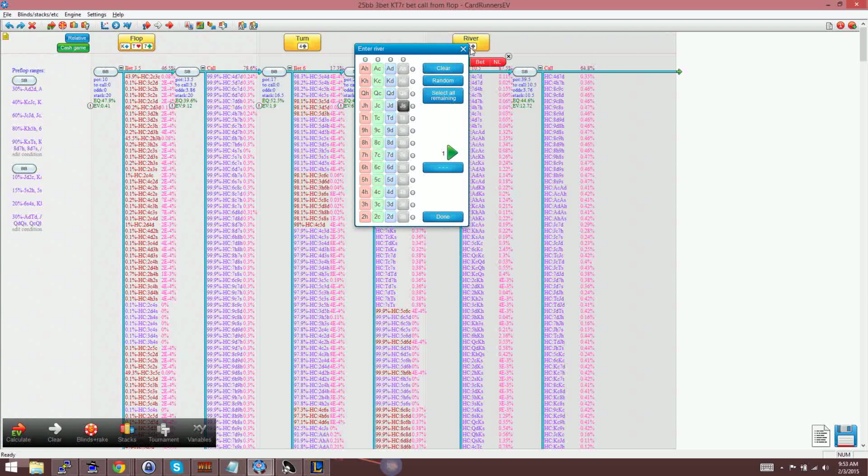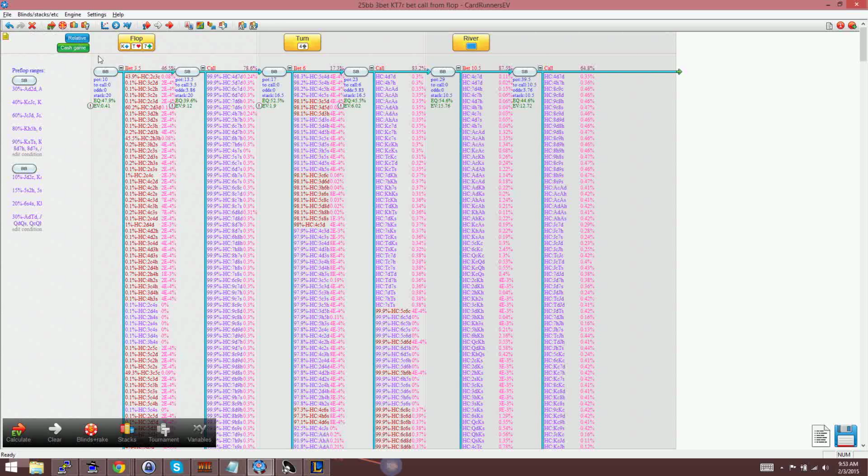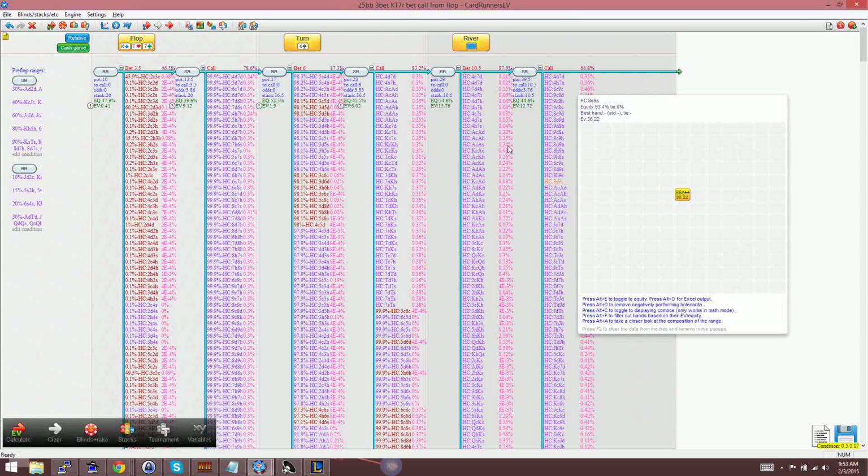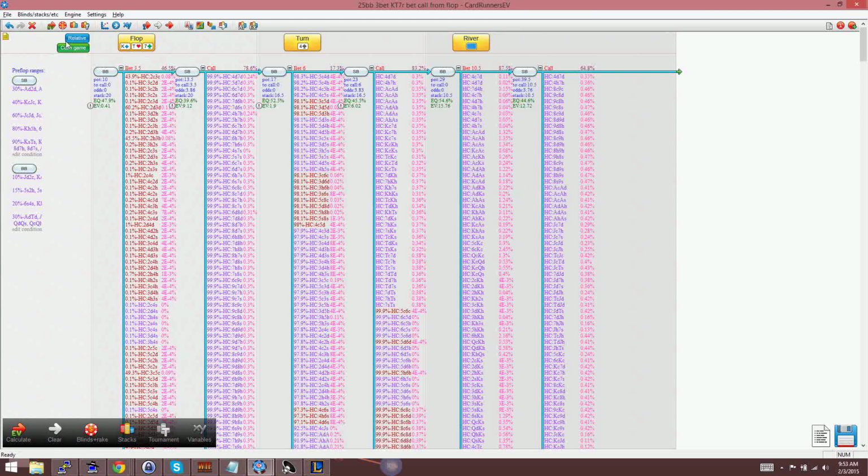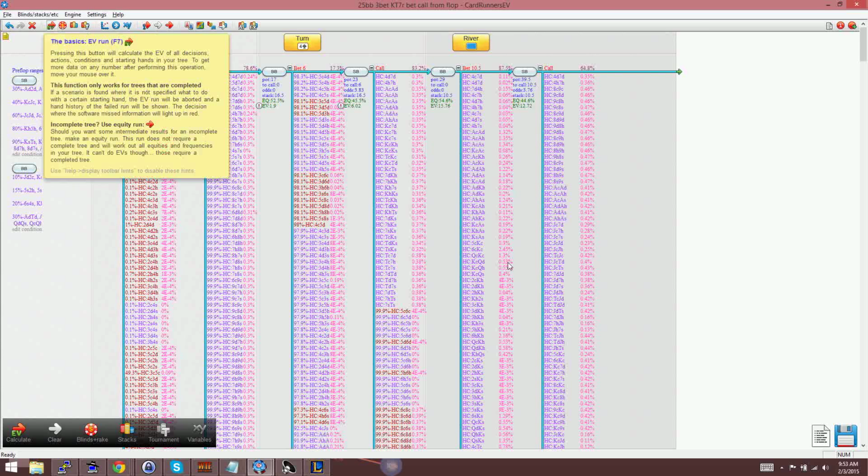But what you can do, if you don't want that, is you can delete the jack of spades here, leave the river blank, and this makes this strategy as a whole very silly. It says no matter what the river comes, play as though the jack of spades came. That's a ridiculous strategy, so this isn't a valid strategy to consider. But we can still do an EV run in Card Runner's EV and at least see that the turn frequencies now match.